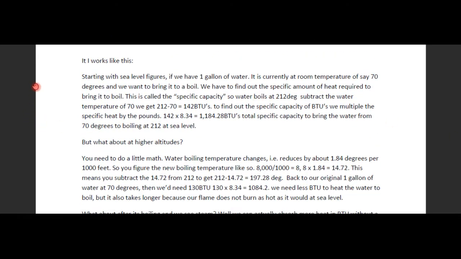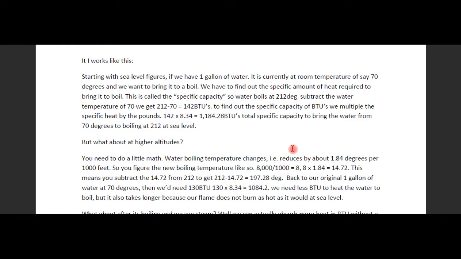It works like this. If we start with sea level figures and we have 1 gallon of water sitting at room temperature, say 70 degrees, and we want to bring it to a boil, we have to find out the specific amount of heat required. This is called specific capacity. Water boils at 212 degrees. You subtract the water temperature of 70 degrees: 212 minus 70 equals 142. That's 142 BTUs, the specific amount of energy required to raise that 1 pound of water to its boiling temperature.